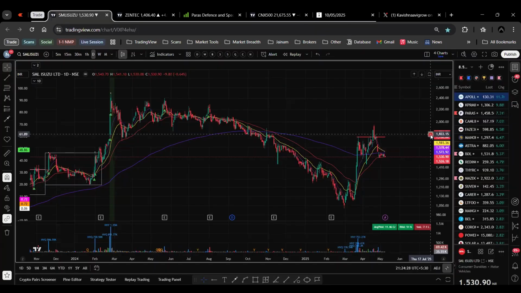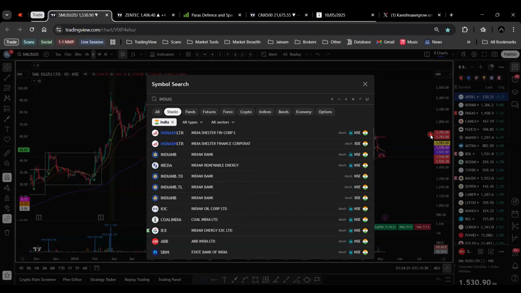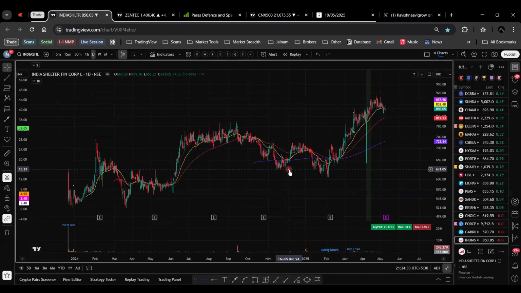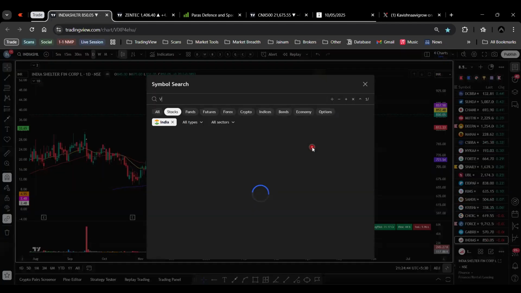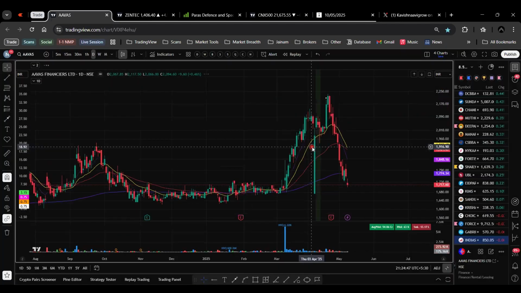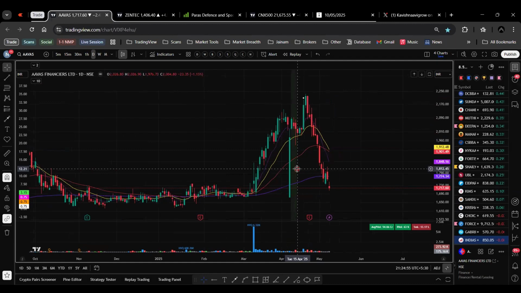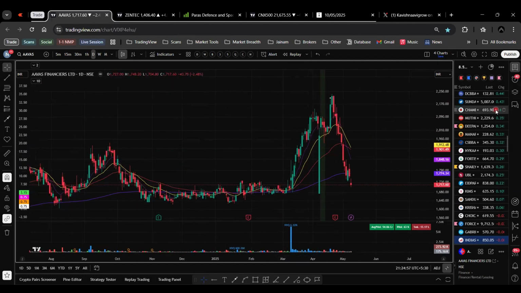Like I can show you some examples. India Shelter, one example. See, this is a linear stock. It is respecting its short-term key moving average. But is this a fast mover? No. You see Avas. Is this a fast mover? No. Whenever it moves 2-3% in a day, it's not a fast mover. It may be a linear stock.